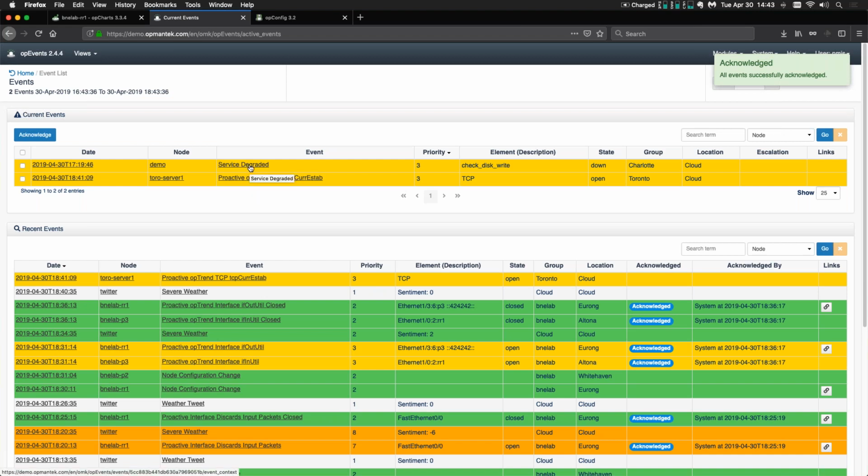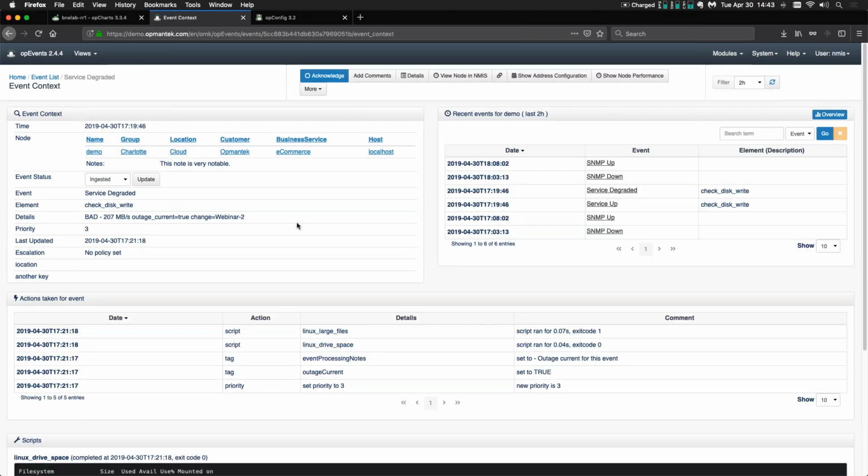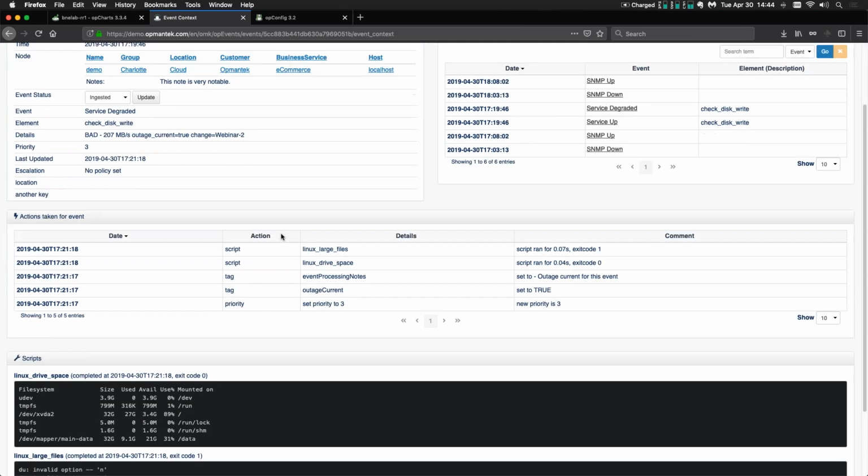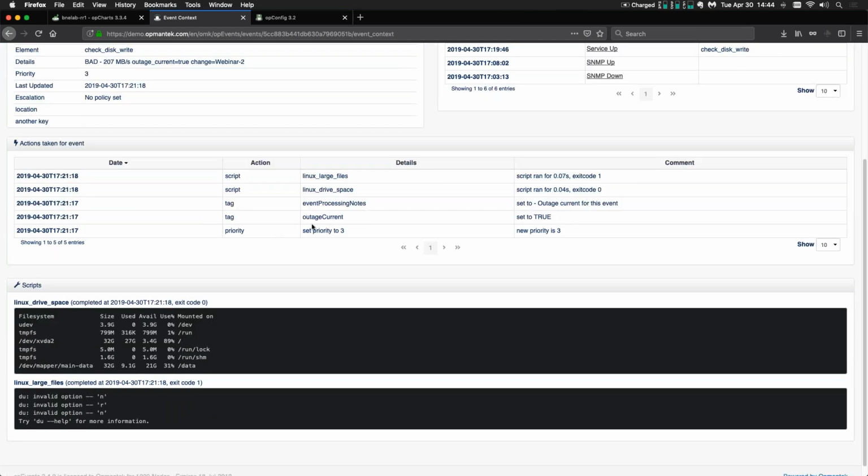So for example, I can go from the idea of service degraded. I can drill down. I can see how often this device has had an issue with disk read write times. I can also see the fact that we've gathered some additional troubleshooting information on this event. You can see we've done a Linux drive space here.